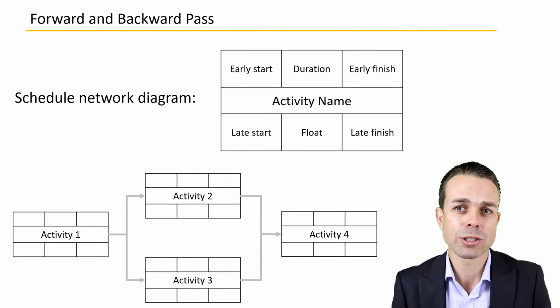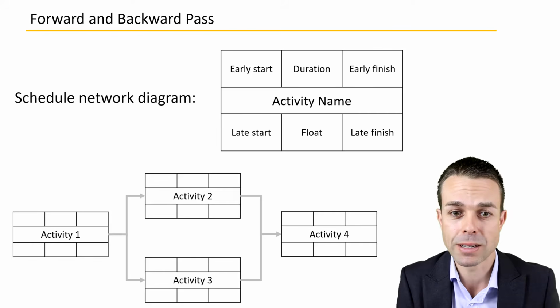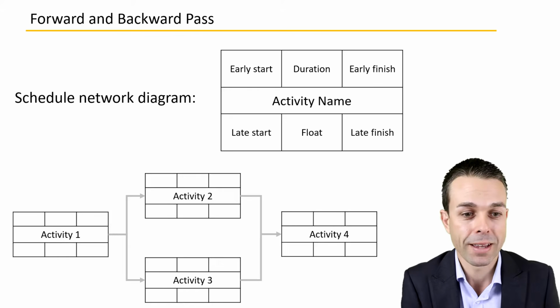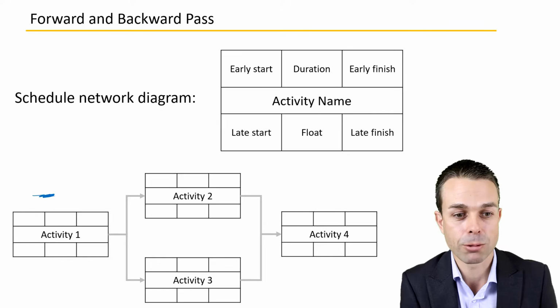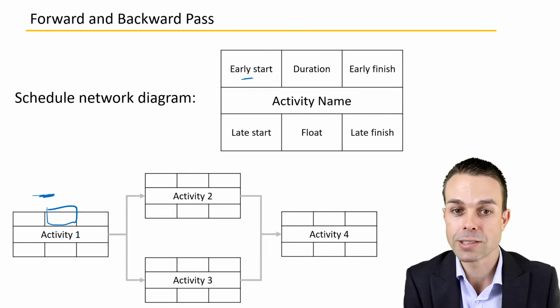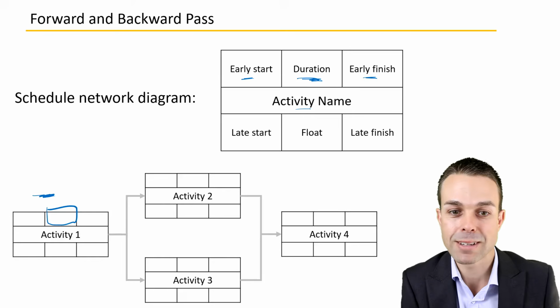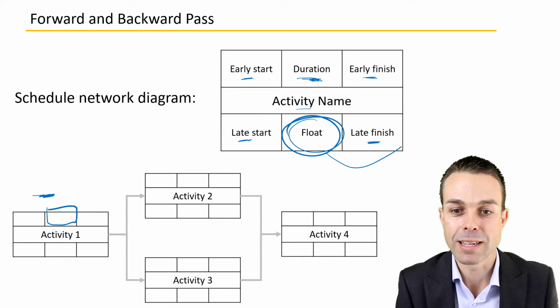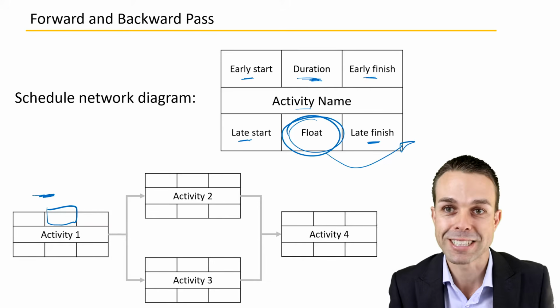So first of all, we're assuming that you understand what float is, which is basically any leeway or wiggle room that you have in the project schedule. This is an example project schedule down here. We've got activity 1, 2, 3, and 4. And this is on our critical path method and our schedule network diagram where we're describing the different times for our schedule. For example, the early start of this activity, the early finish, the activity name, the duration of that activity, the late start, the late finish, and finally the float or leeway that we have in that particular activity that leads to any leeway that we have in the overall project schedule.